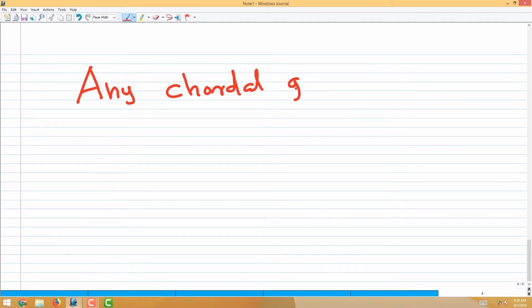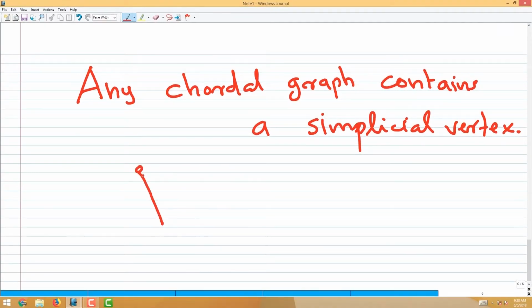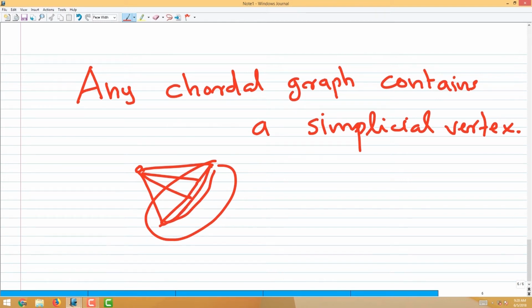Why is it useful? So let's say, from this, using this, we can get a very interesting, very useful property of chordal graphs. Namely, any chordal graph contains a simplicial vertex. What is a simplicial vertex? A simplicial vertex means if you look at that vertex and its neighborhood, that neighborhood along with that vertex should induce a complete graph. Something like this. For instance, if I take this vertex, it should have all the edges here, right? It should be a clique.